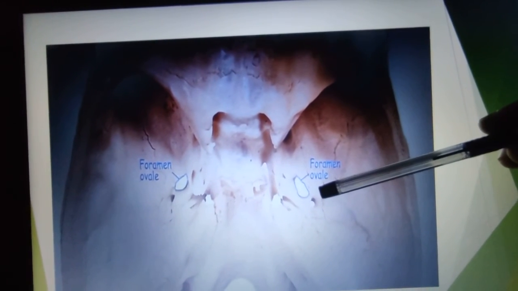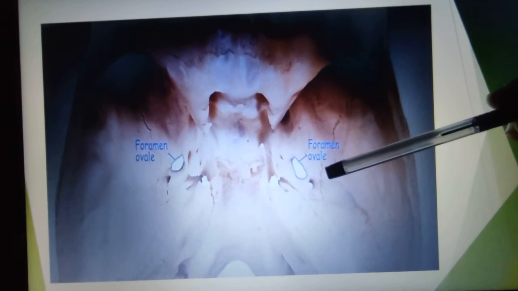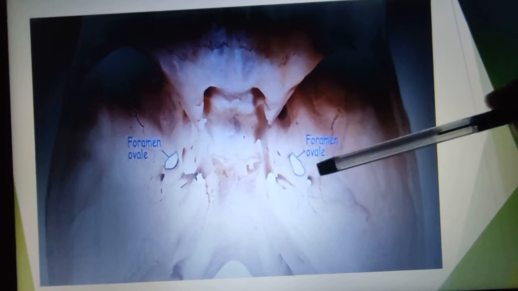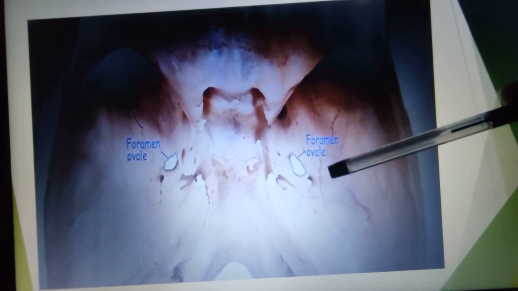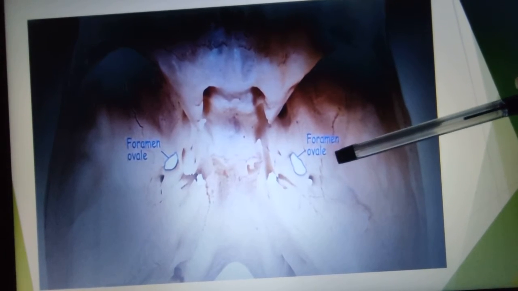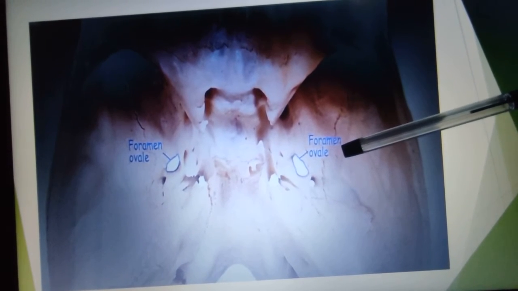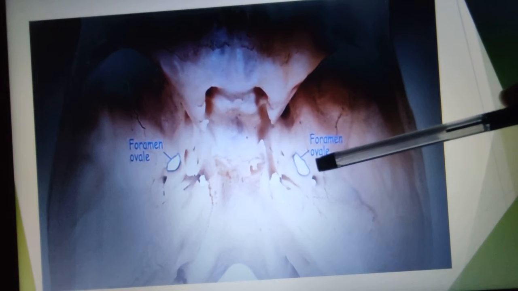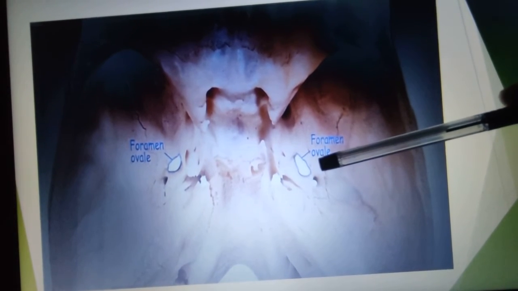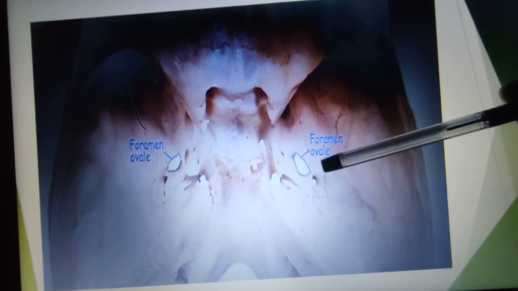We can see the foramen ovale. For the foramen ovale, there is a mnemonic to remember the structures passing through it. M-A-L-E, male. Okay. Mandibular nerve, accessory meningeal artery, lesser petrosal nerve and emissary vein.